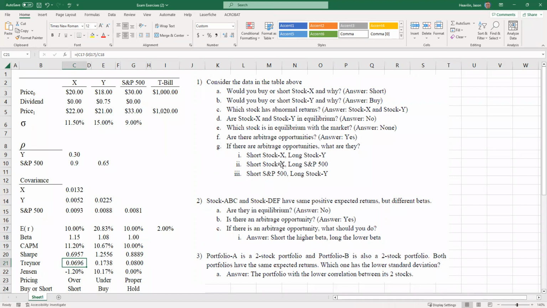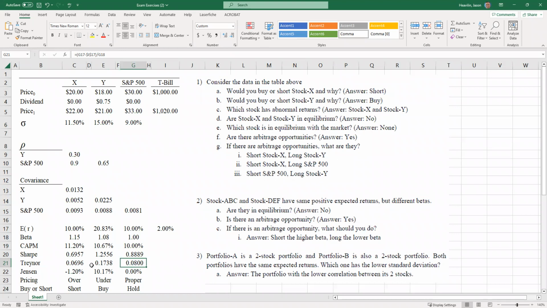Another pair, X with S&P. So if we do the Treynor ratio of X with the Treynor ratio of S&P. Again, X's Treynor ratio is smaller than the S&P 500's. So the larger one gets long and the smaller one gets short. And that's why we wrote here short stock X, long the S&P 500. Same rule. Now, if you do the S&P 500 and Y, it turns because Y has a greater Treynor ratio than the S&P. So you long Y, short the S&P. That's what you see here, short the S&P 500, long stock Y.